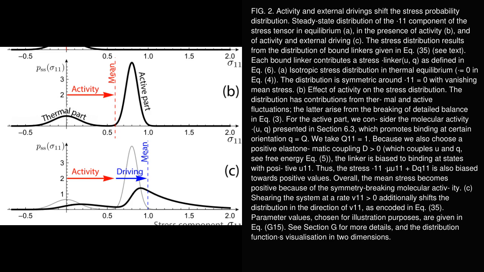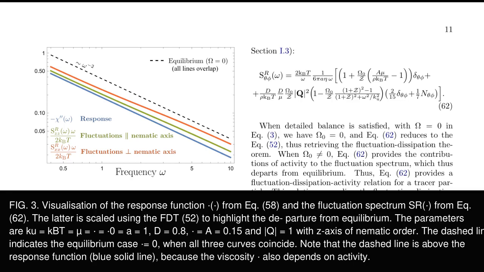Figure 3 presents the response function and fluctuation spectrum of the system, demonstrating how molecular activity breaks equilibrium conditions. The response function, K of omega, characterizes how the system reacts to external forces at frequency omega, while the fluctuation spectrum, SR of omega, measures spontaneous fluctuations at these frequencies.